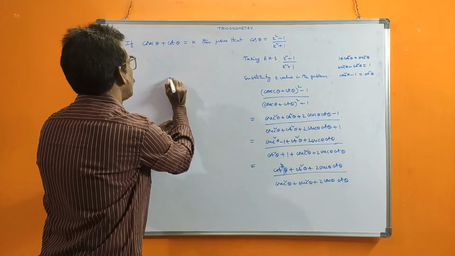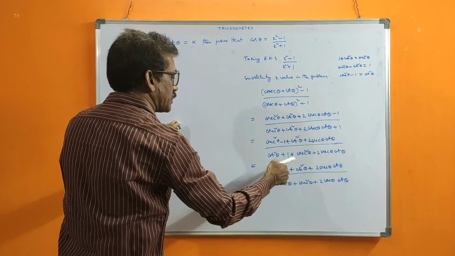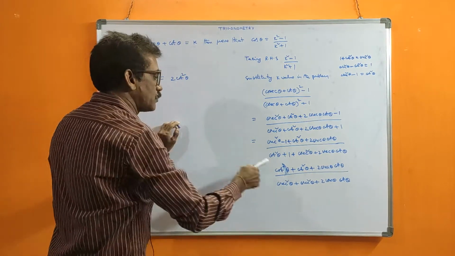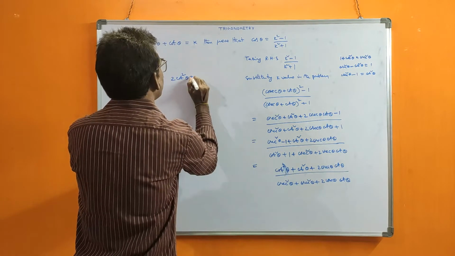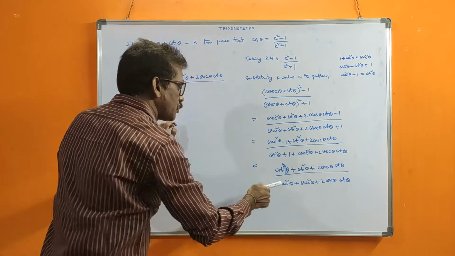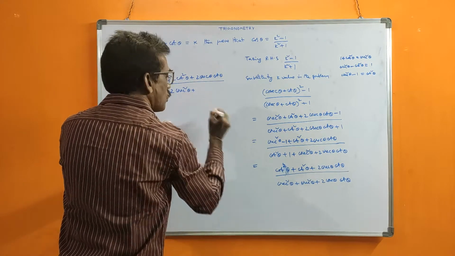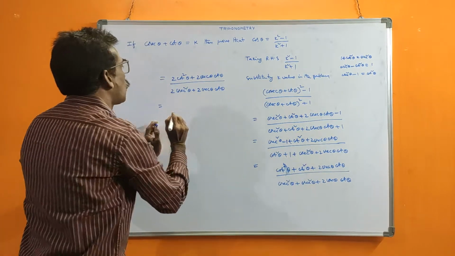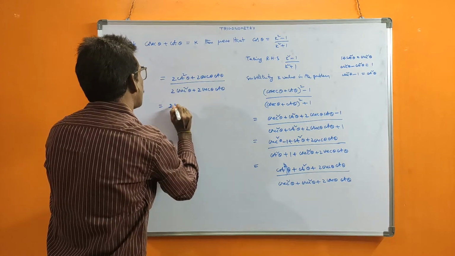Now further simplify. Cot square theta plus cot square theta, that is 2 cot square theta, and the remaining is 2 cosecant theta cot theta. Down, cosecant square theta plus cosecant square theta is 2 cosecant square theta, plus 2 cosecant theta cot theta as it is. Now if you observe, cot is there, so 2 is also there, you can take 2 cot theta common.